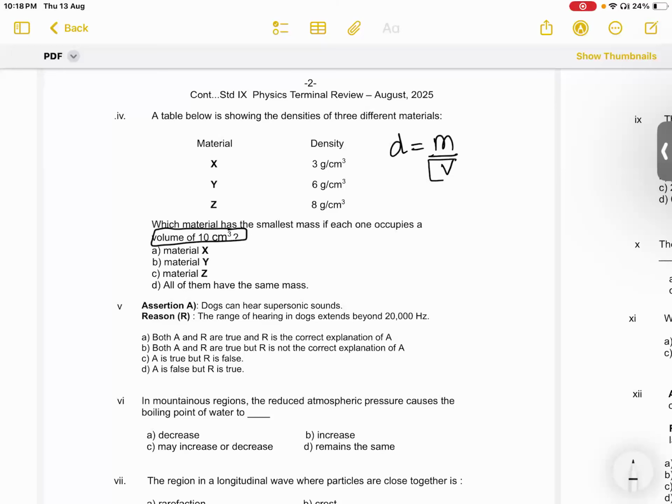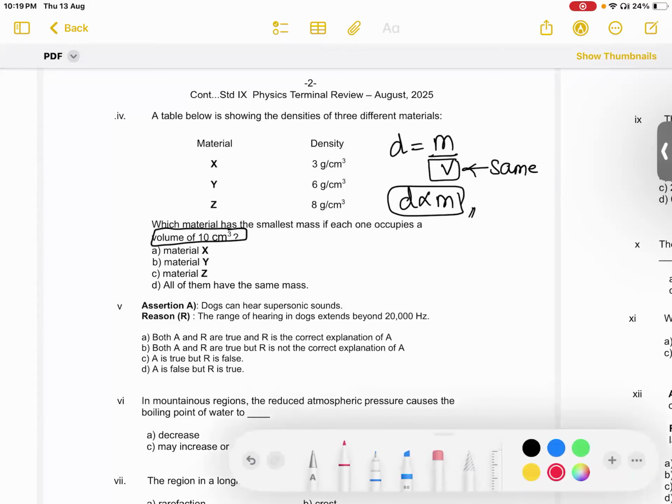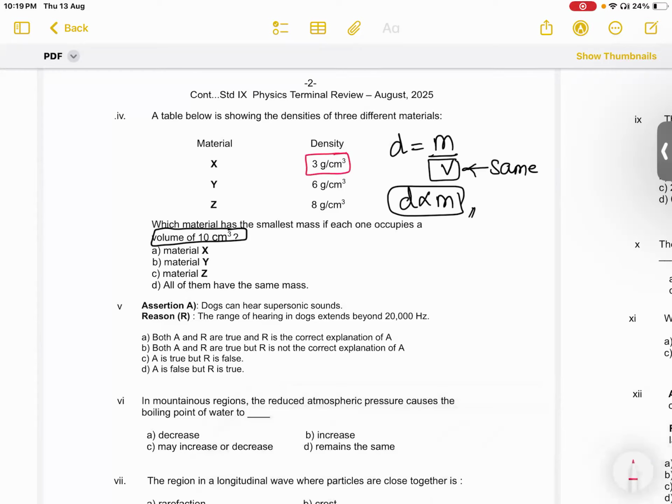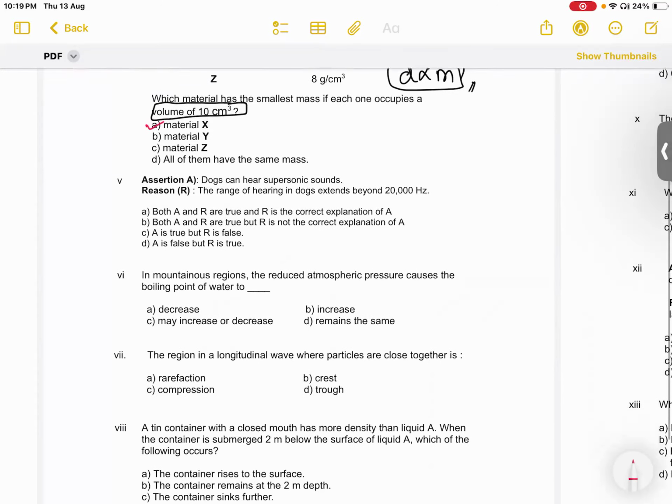If volume is the same for everybody, and if I relate density with mass, I can say that density is directly proportional to mass. So whichever has less mass will have less density. So I think it is X. Which material has the smallest mass? It is going to be X, because if density is less, definitely the mass is also going to be less.